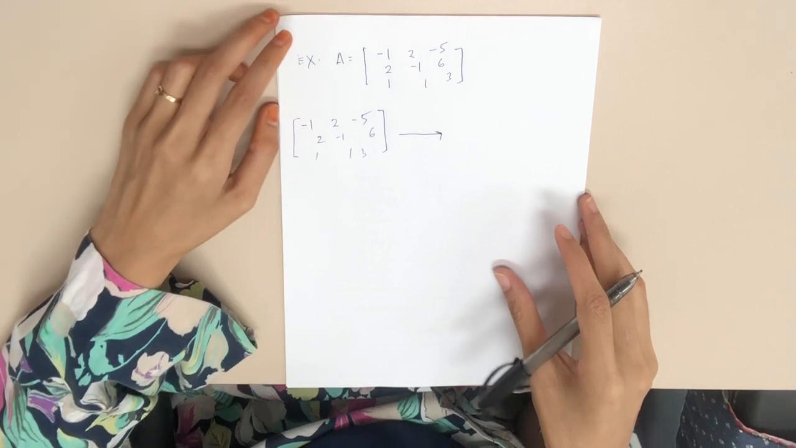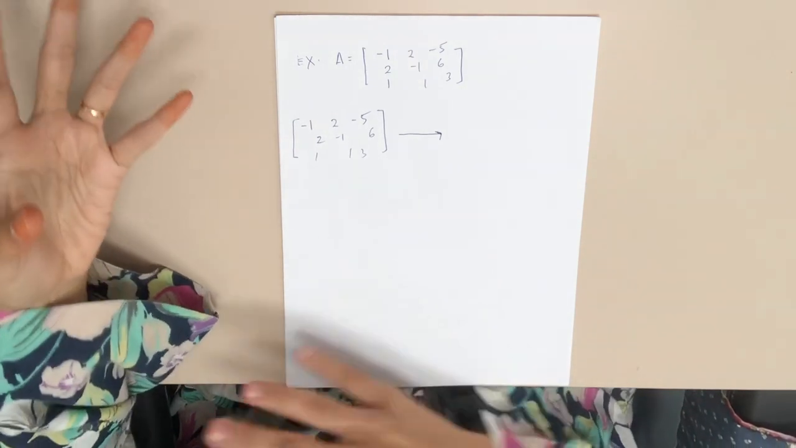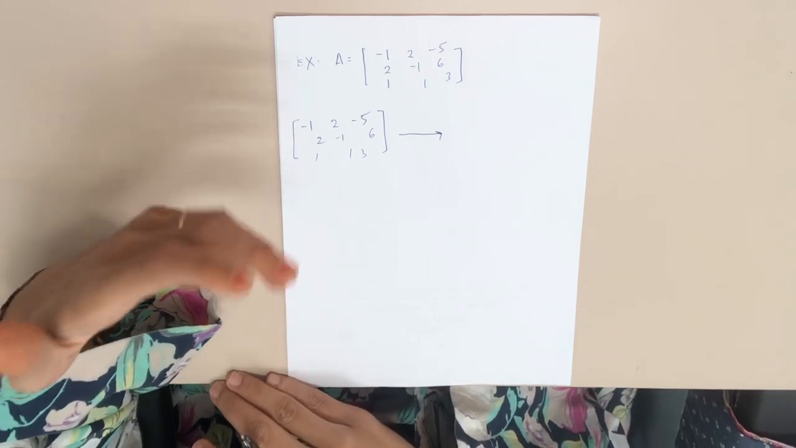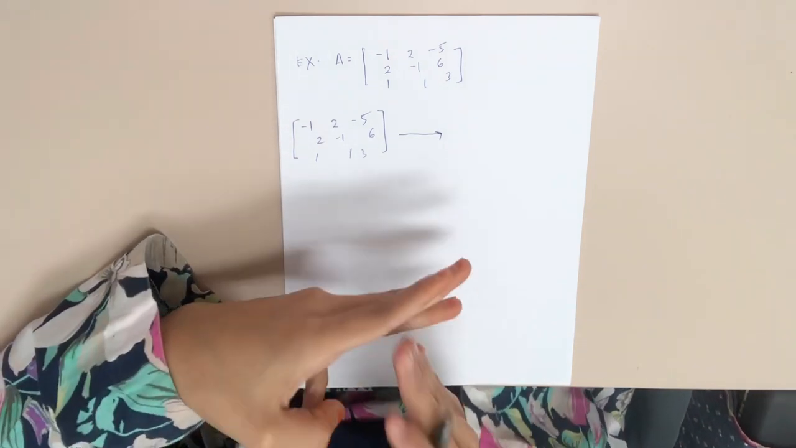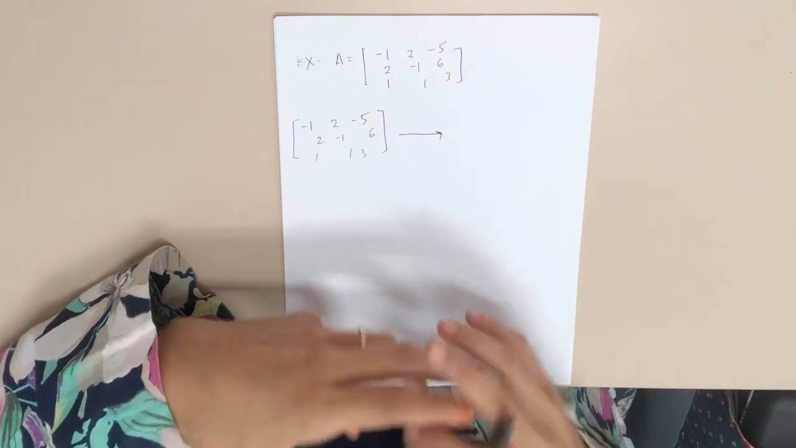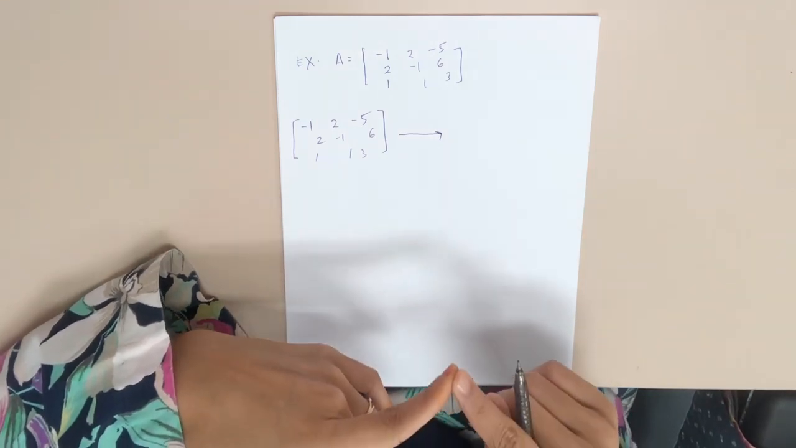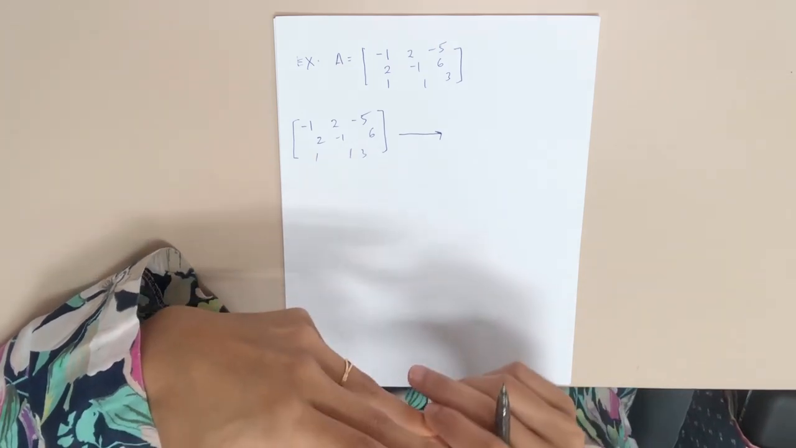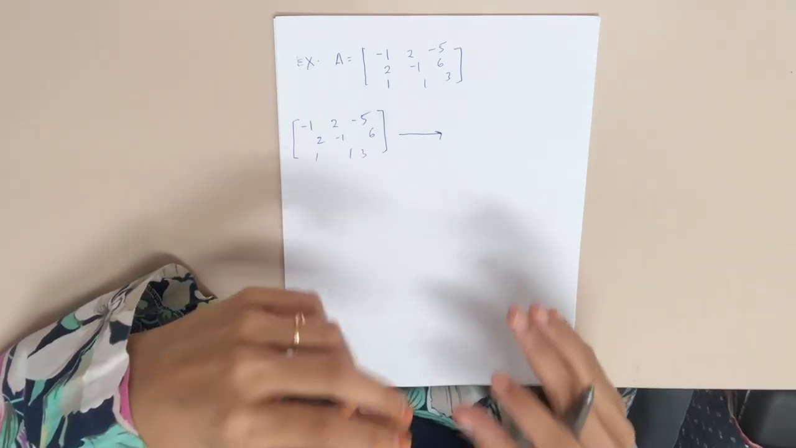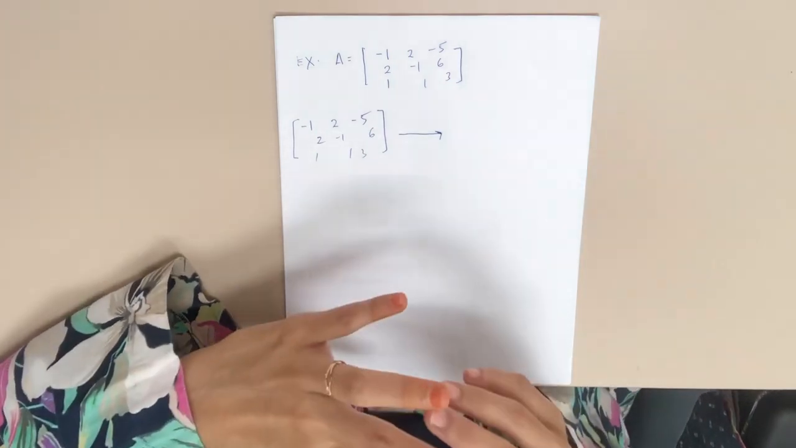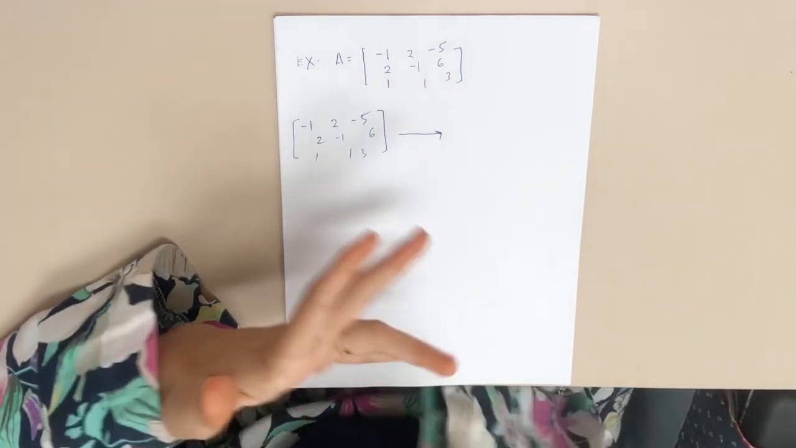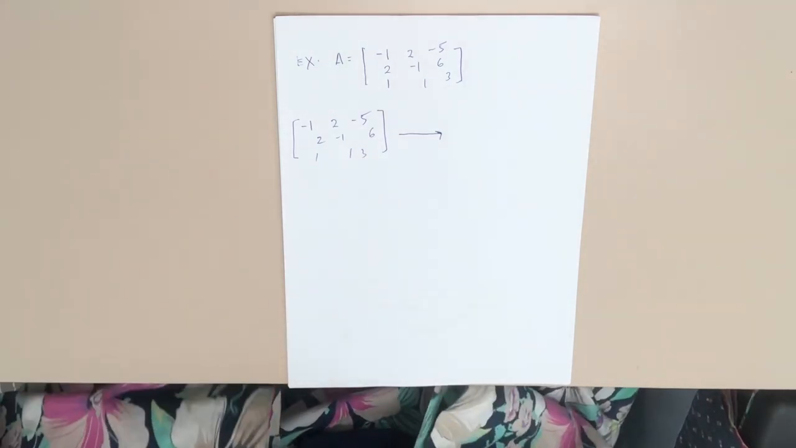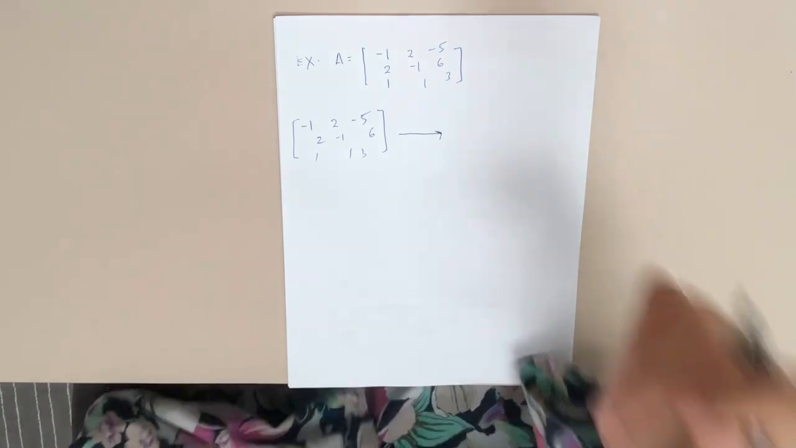As we referred to the slide just now, we call it ERO. Each elementary row operation has three operations. The first one is interchange, the second one is multiplication, and the third one is replacement. For row reduction, most of the time we will use the replacement. Now I want to show the steps of this row reduction.